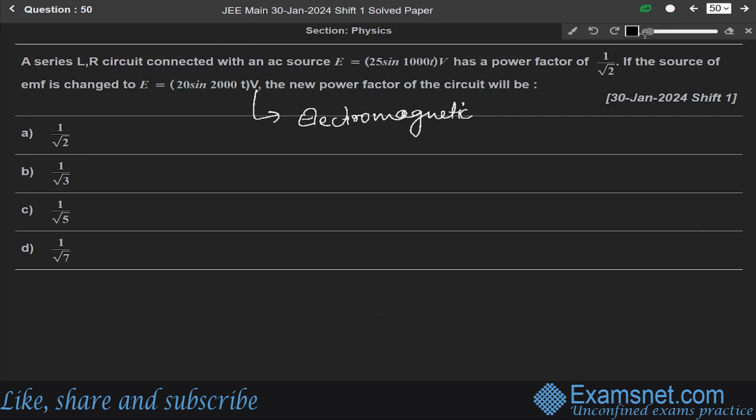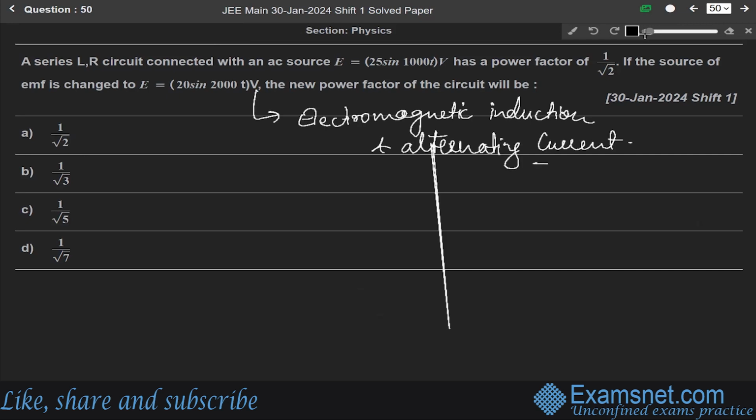Electromagnetic induction and alternating current chapter. Okay. Now, according to this question, we have to find the power factor. So first of all, what is power factor?